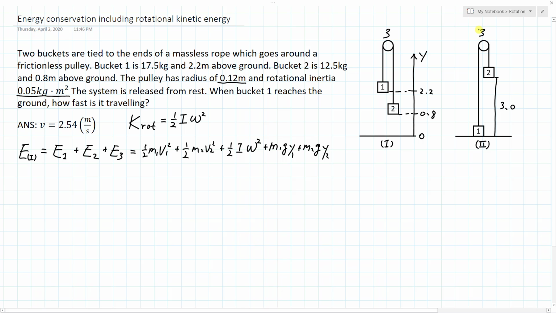Okay, so now let's calculate total mechanical energy at point 1. This is going to be 0. We're releasing both buckets from rest. That's 0. Rotation also 0. And then each one of them has an initial height, so initial potential energy due to gravity. So the first bucket is 17.5 kilograms times 9.8 times its height 2.2. And the second bucket is 12.5 kilograms times 9.8 times 0.8. Okay, so you can find out the total mechanical energy contained at this point in time.